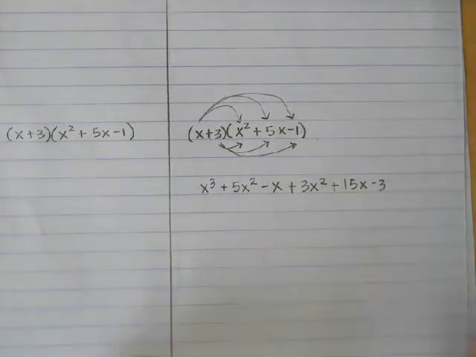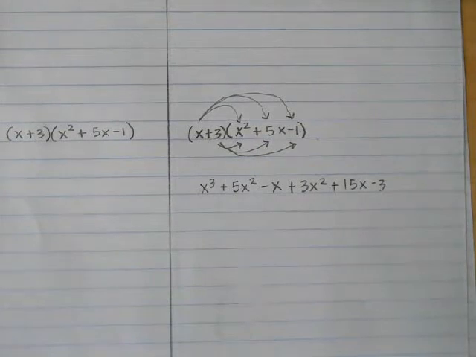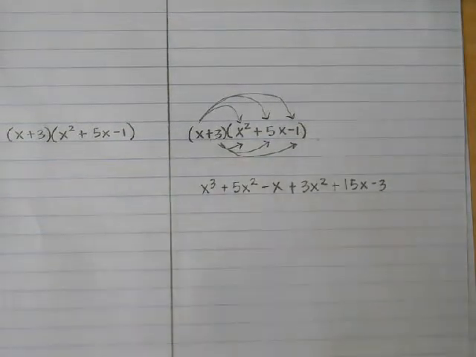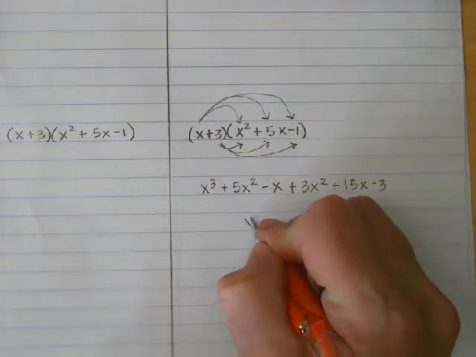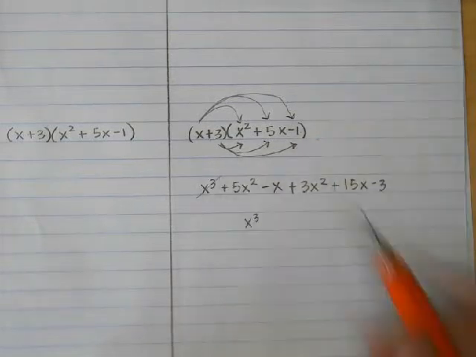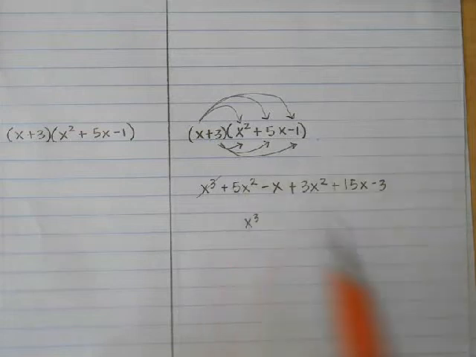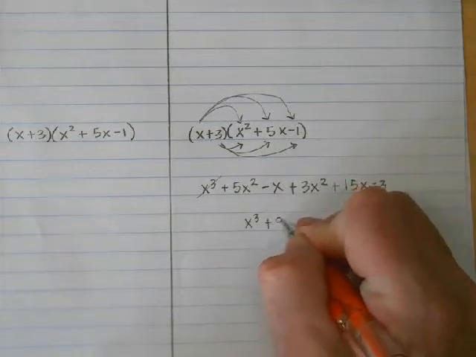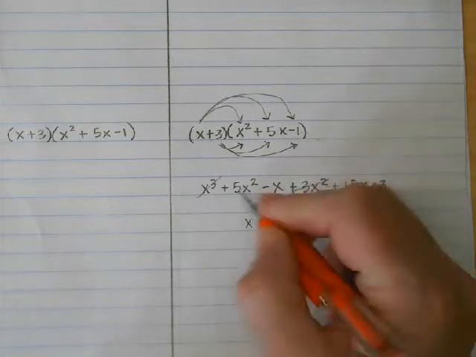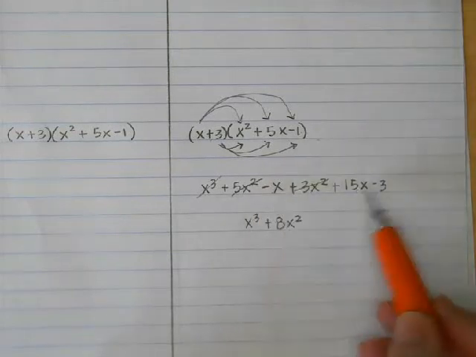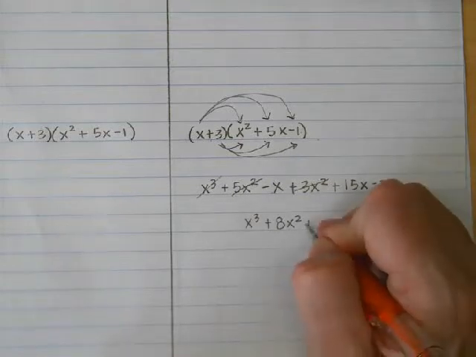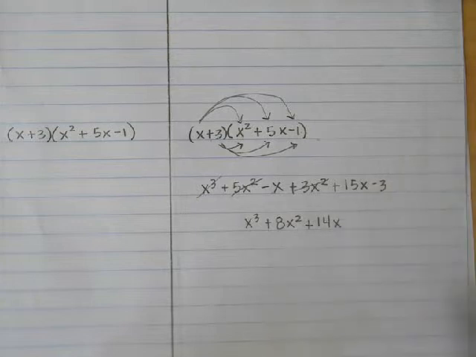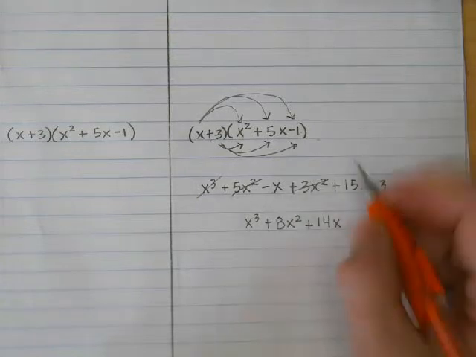Okay, I never want to see a plus minus or anything like that in there. Okay, you always take care of the signs right when you distribute. Okay, so now let's collect our like terms. Always go in order of the highest exponent. So I have an x cubed. I've got a 5x squared and a 3x squared, so that gives me 8x squared. Okay, a negative 1x plus a positive 15x, or just think 15x minus 1x, is a positive 14x. Okay, and then we're left with a negative 3.